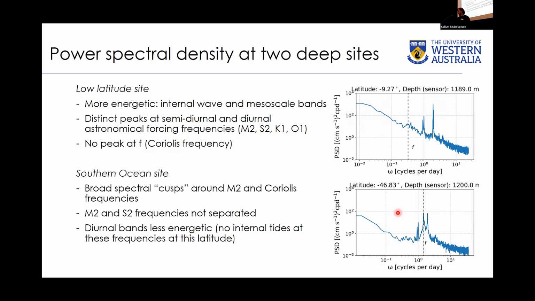In contrast, this is the SOTS, Southern Ocean data. So the standout feature at the Southern Ocean site is these what are called spectral cusps, or this sort of widening of the spectra around the semi-diurnal frequency and the Coriolis frequency f.